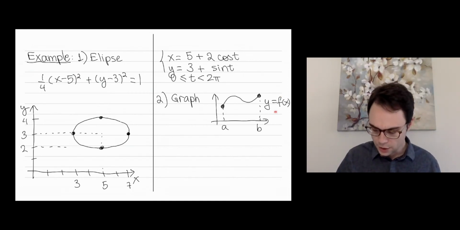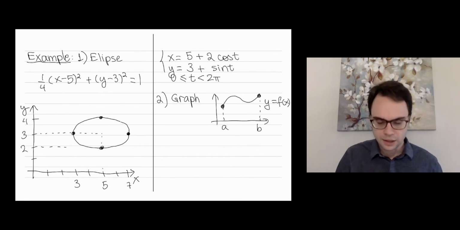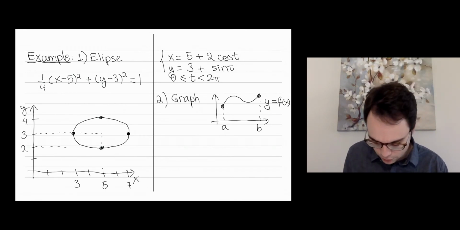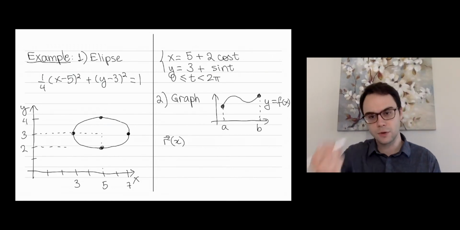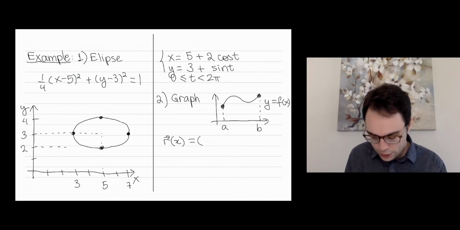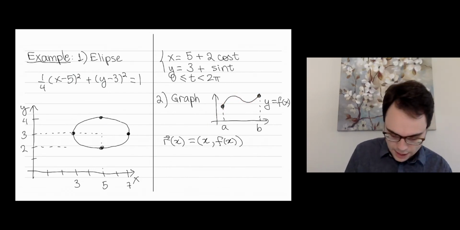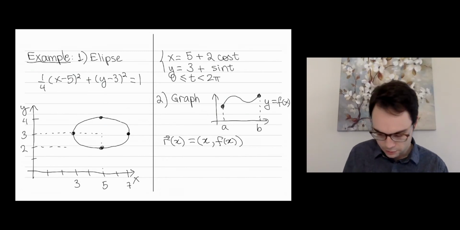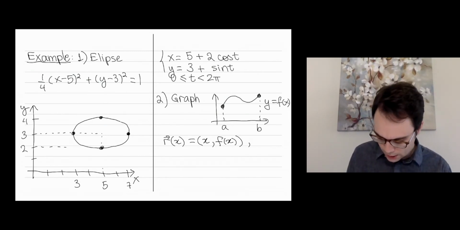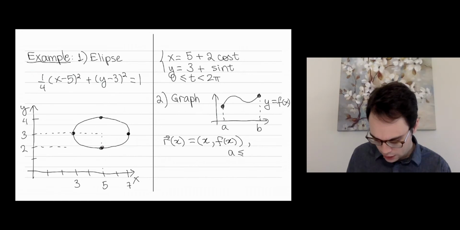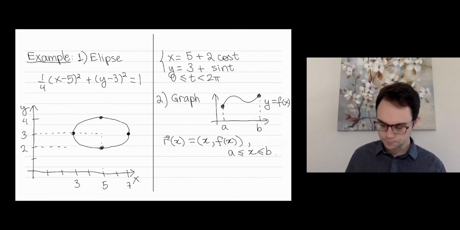If I know x, I know that y must be f of x, and so I get the corresponding point. So the parameterization for a graph is, I can use as my parameter the x variable itself, and then the point corresponding to a given x value is going to be the point x comma f of x. This is a point in the graph, in our curve, and all points in the graph have this shape, and we want the parameter in this case to range between a and b.